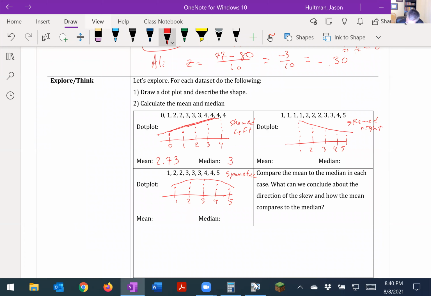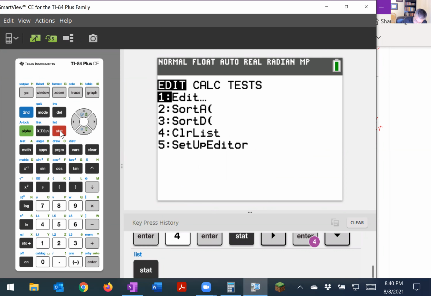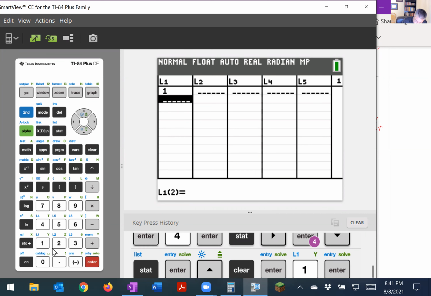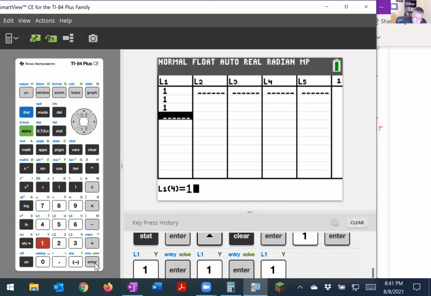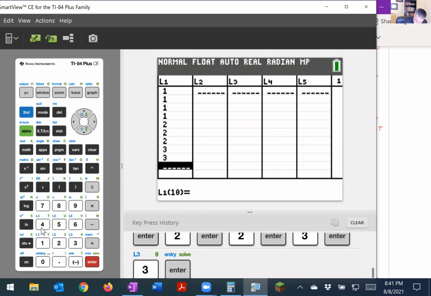The next one, I want 4 1s, 3 2s, 2 3s, a 4, and a 5. So we're going to start off with 4 1s and then go down. Let's go back to stats, edit. Then we're going to clear this. Clear, enter. And I'm going to go 4 ones, 3 twos, 2 threes, a 4 and a 5.